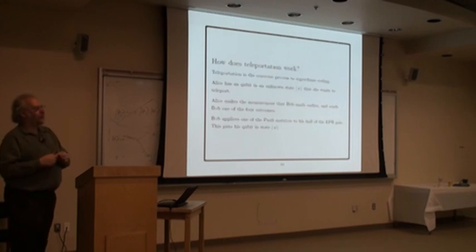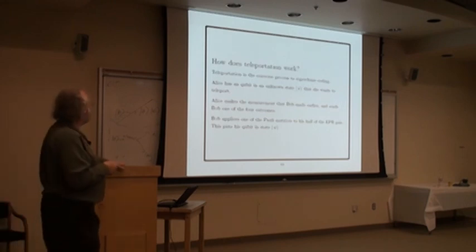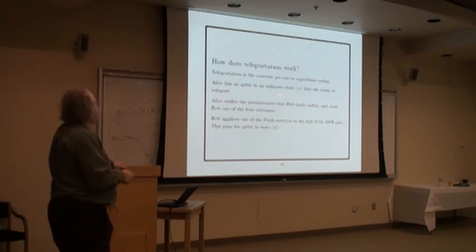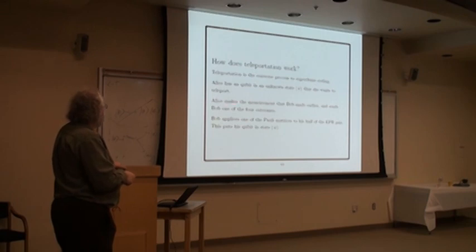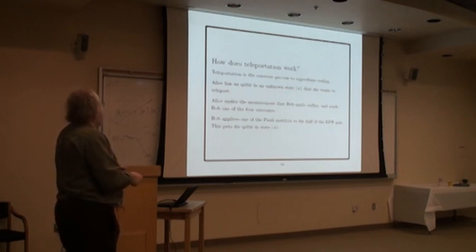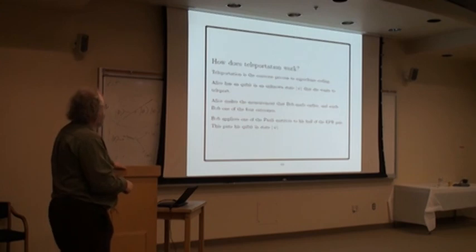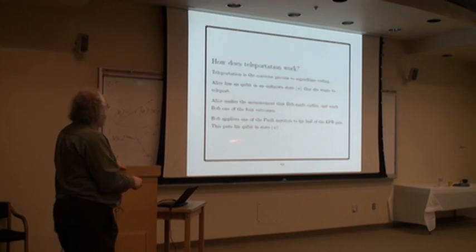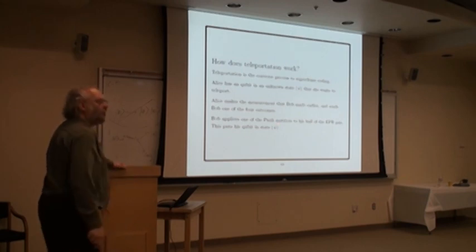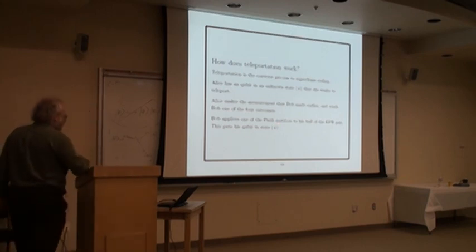And teleportation is the converse process to super dense coding. Alice has a qubit in an unknown state. So Alice makes the same measurement that Bob made earlier on the unknown qubit and her half of the EPR pair, and tells Bob which of the four outcomes he got. And Bob applies one of the Pauli matrices to his half of the EPR pair. That puts his qubit in the state psi.